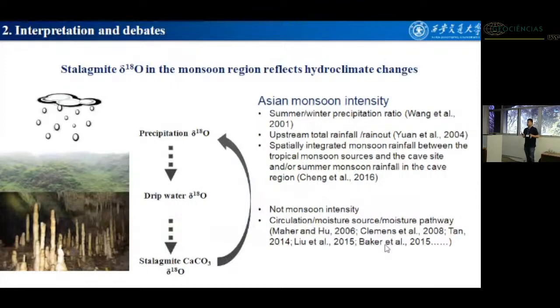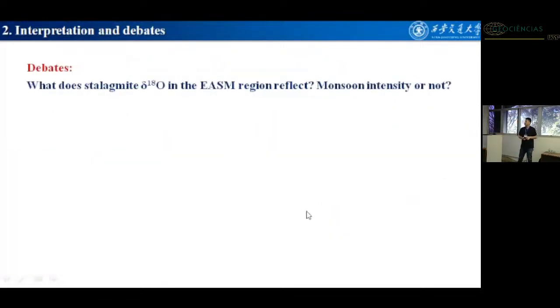But some studies suggest that speleothem delta 18O in the East Asian summer monsoon region can't reflect the monsoon intensity. This suggests it reflects circulation change variation, or moisture source or moisture pathway changes. So this is how the debates come out. So what does the speleothem delta 18O in the East Asian summer monsoon region reflect? Does it reflect monsoon intensity or not?